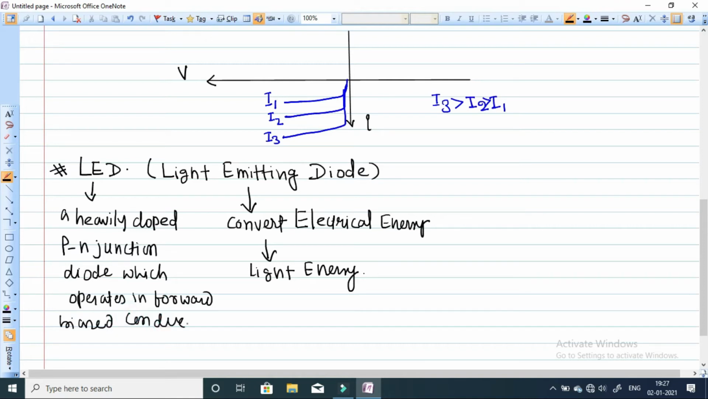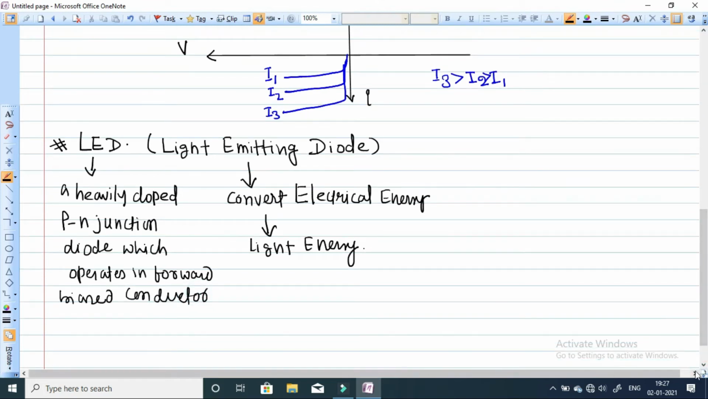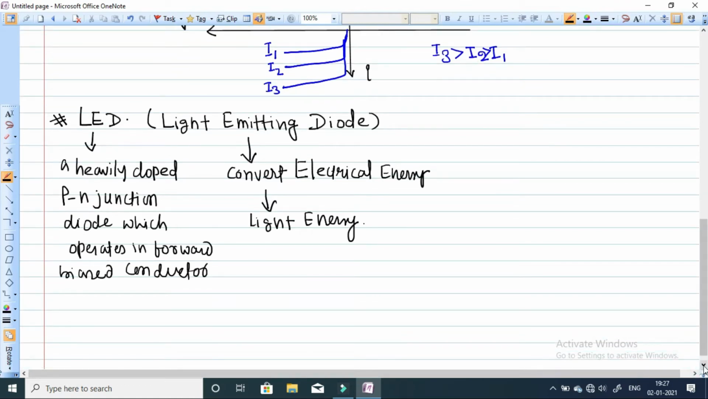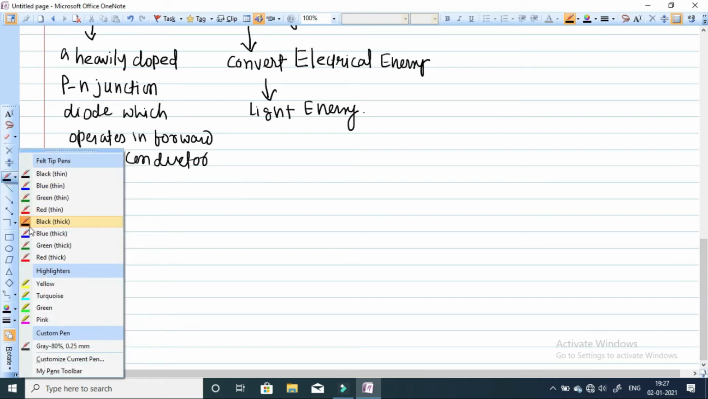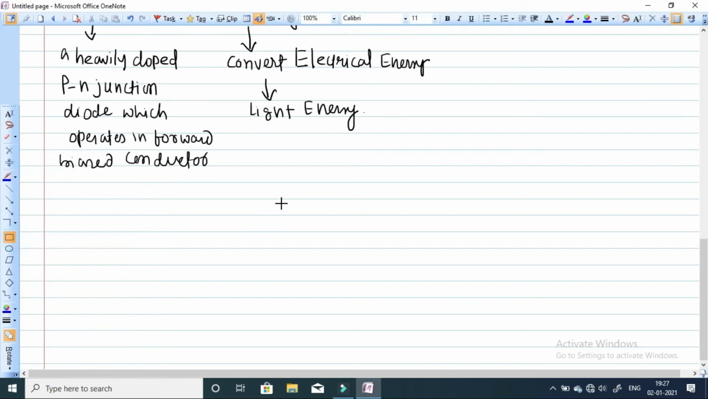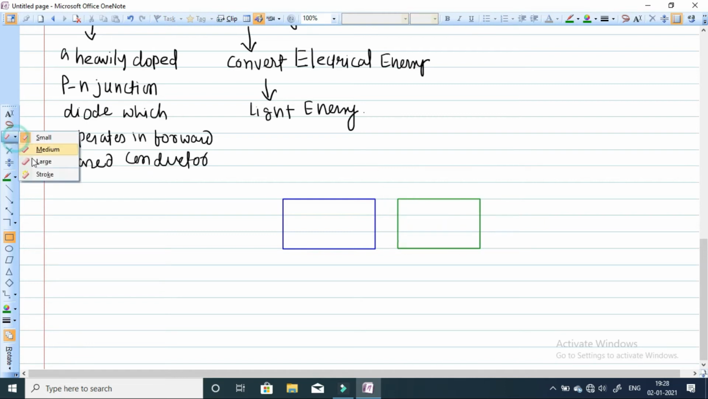Now let me explain how it works when we are supplying electric energy in forward bias, and how that electrical energy is converted into light energy. Suppose this is our LED, a special purpose PN junction diode. This is the p type semiconductor, heavily doped, meaning the number of holes is very high in concentration. And this is our n type semiconductor, and this is the area near the junction.